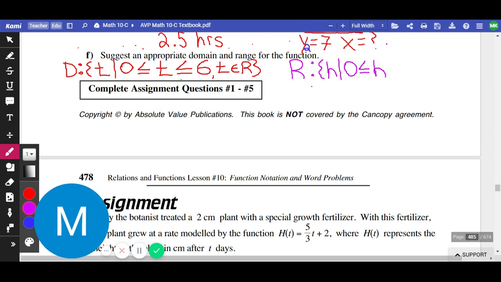That means the height has to be bigger than 0. True, it definitely does have to be bigger than 0. Candle's not going below 0. However, this is saying that it could be anything bigger than 0. My candle can't be 2 million centimeters, right? We have to put some sort of upper limit on it. What's the maximum height that you could have?